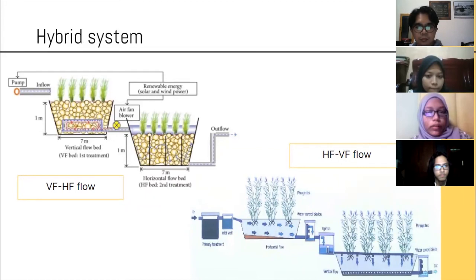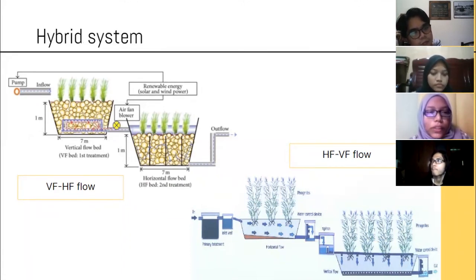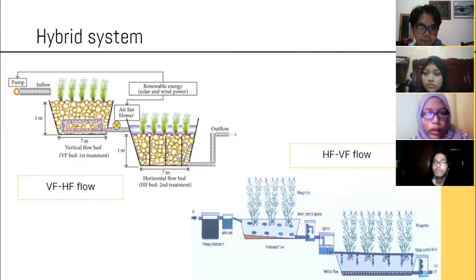For the hybrid system, it comprises the two flows in one system, which the benefit is the different systems will complement each other. For the first picture, vertical flow and horizontal flow, and for the second picture, the first one uses the horizontal flow, and the second one is vertical flow. So next.